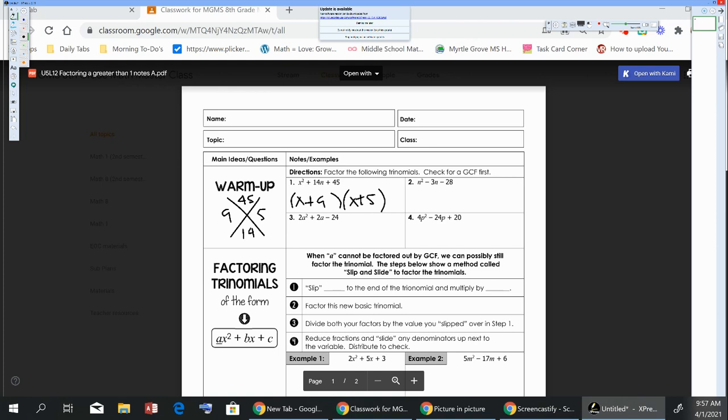I'm going to skip 2, and I'm going to go to number 3. So number 3, I noticed that the number in front of x squared, or your a value, is greater than 1. So my first train of thought is, is there a greatest common factor? Is there something I can divide every term in my trinomial by? And that would be 2. So I'm going to pull a 2 out, and then I get a squared plus a minus 12 because I divided each term by 2.